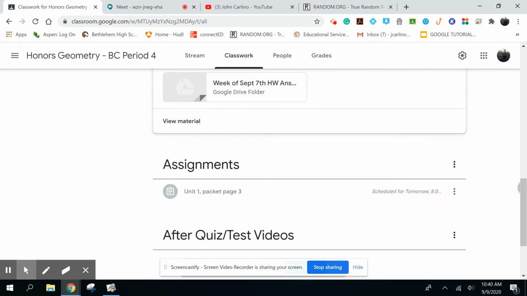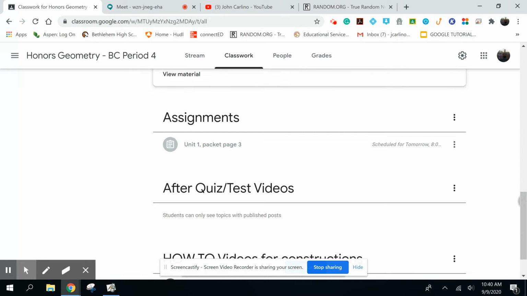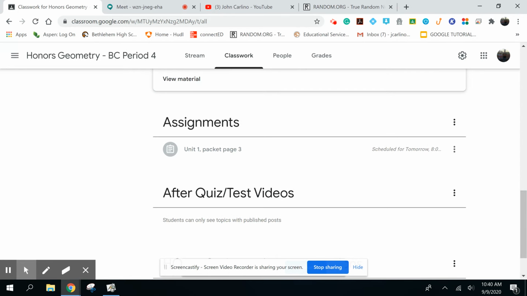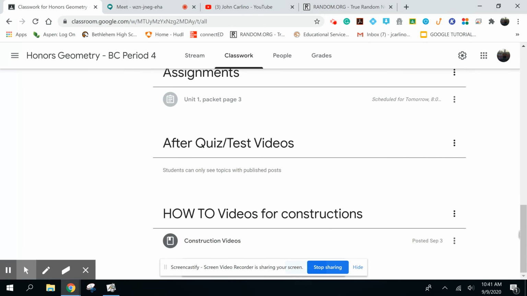This is where I'll post all the assignments. None are scheduled yet because nothing's due until Friday, so your first assignment will be up there tomorrow morning. After that come the quiz and test videos, which I'll talk about in a second. And don't worry about the how-to construction videos yet. We're not there in the course yet. Any of you have questions about my Google Classroom page before I get to some other stuff? Anything I can answer about the page itself?